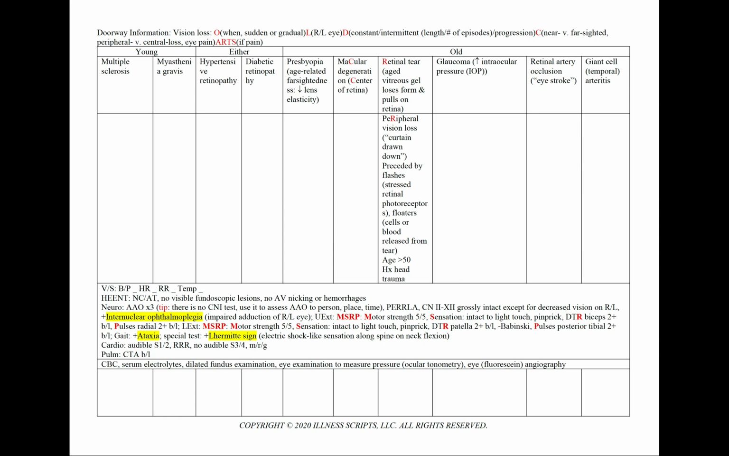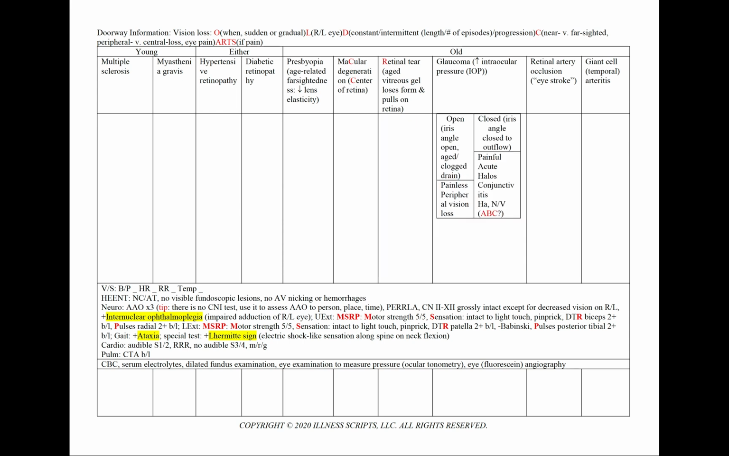In a retinal tear, the aged vitreous gel loses its form and begins to pull on the retina, and we'll see peripheral vision loss, and it can be described by our patient as a curtain being drawn down. It can be preceded by flashes from the stressed retinal photoreceptors or floaters from cells or blood released in the tear. Our patient will be older with possibly a head trauma.